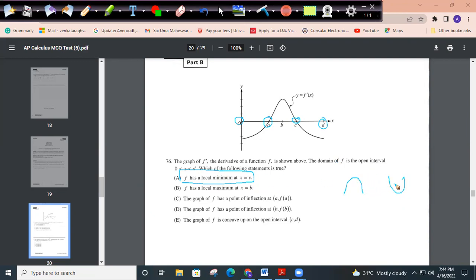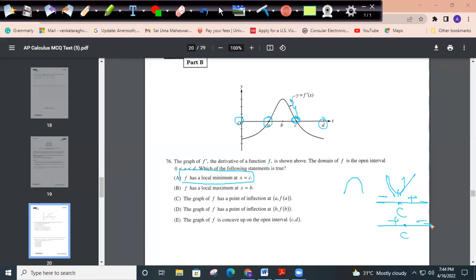When does the function have a local minimum? Suppose C is my critical point. To the left of C the slope should be negative, and to the right of C it should be positive. That is what we have discussed, right? So if I take point C, to the left of C, this part, we have the reverse. So C is plus and minus.